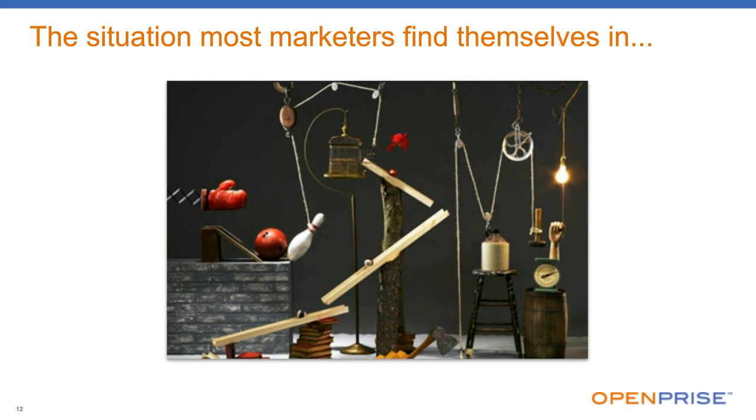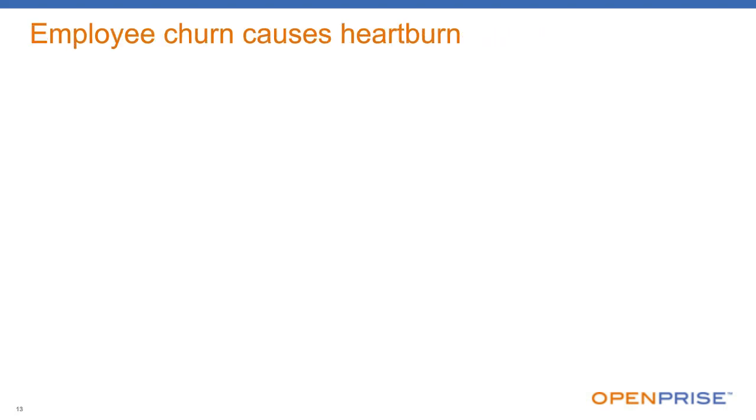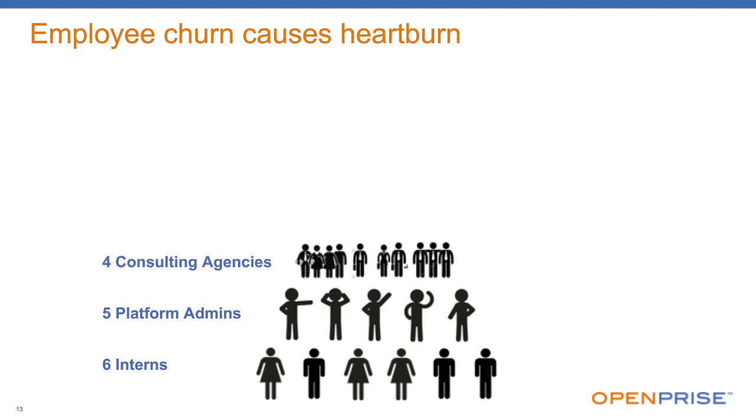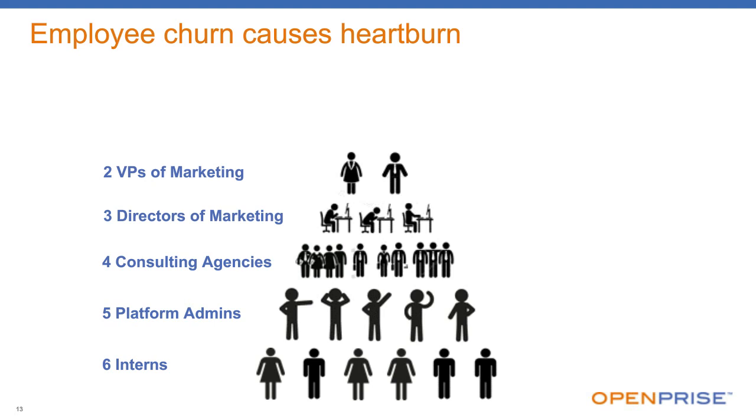So let's start with an example. A typical organization might have this situation. You've had a CRM and marketing automation platforms for, let's say, 7 years, and they're connected to each other. And in that time, you've had 6 data interns, 5 platform admins, 4 consulting agencies, 3 directors of marketing, 2 vice presidents of marketing, and you pretty much know where that story ends.